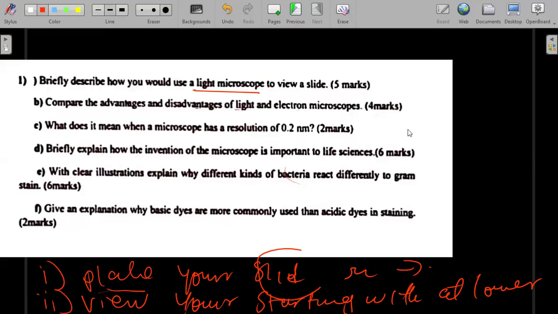Okay. So what's the third step? Those who've been studying. What's next? Okay. So what's the next step after you view your slide at low power? What do you do next?